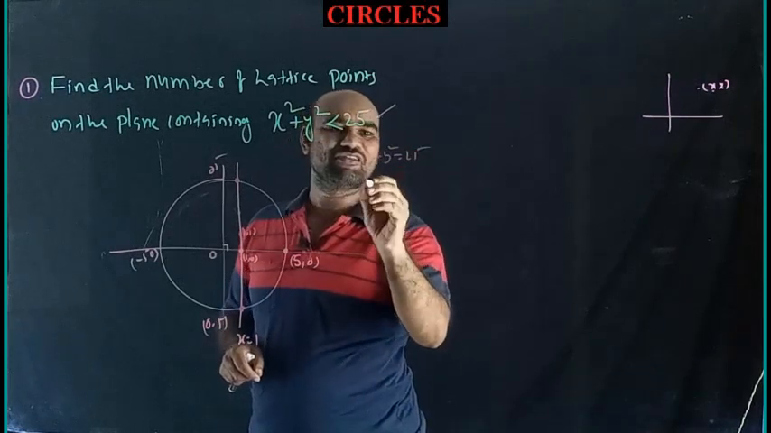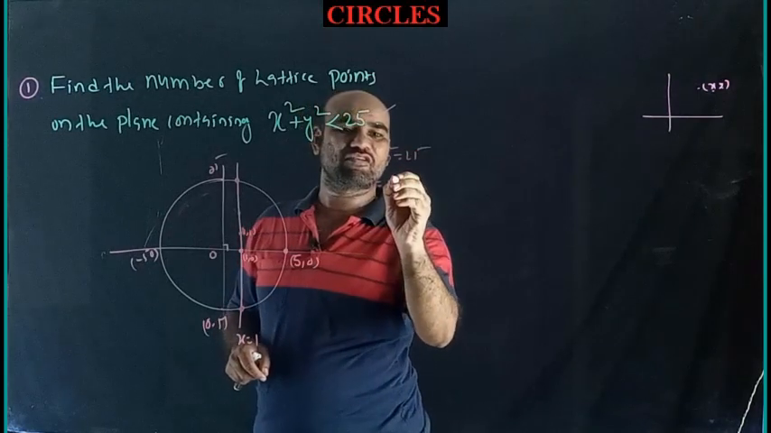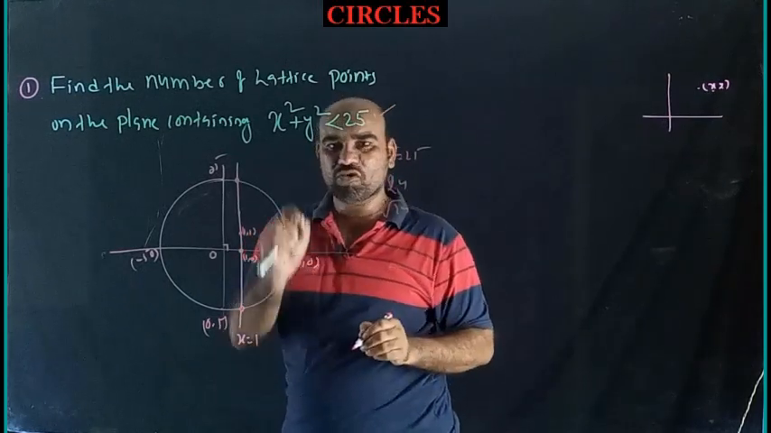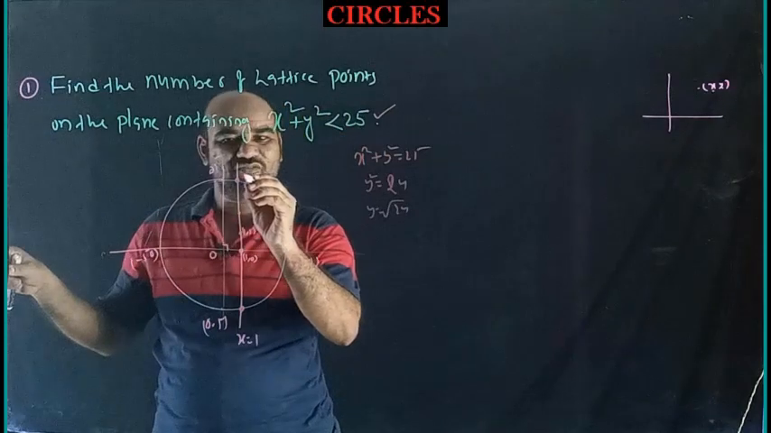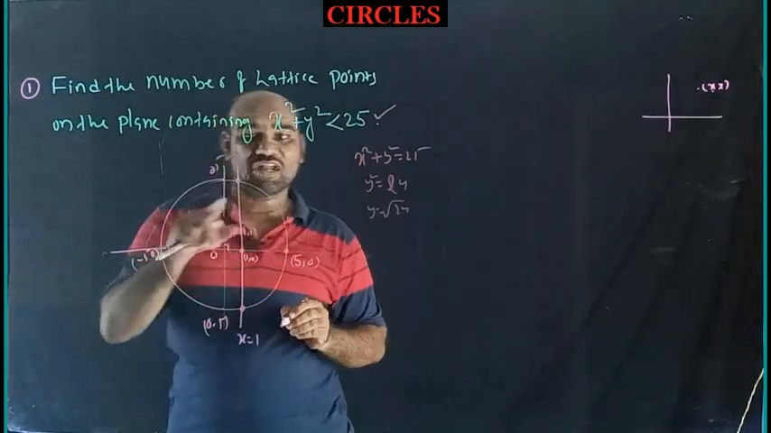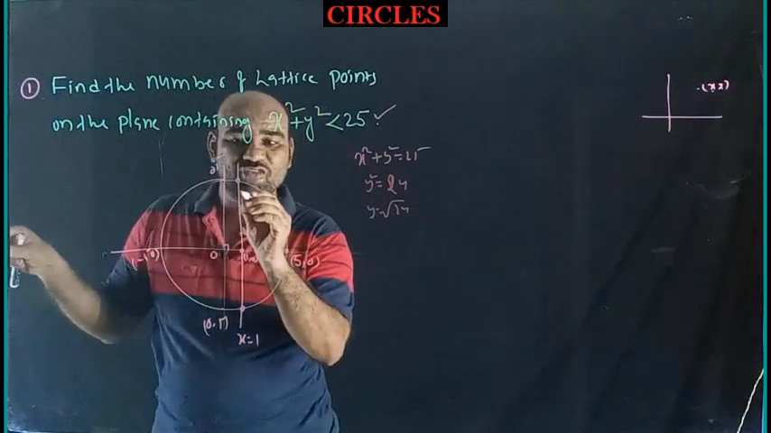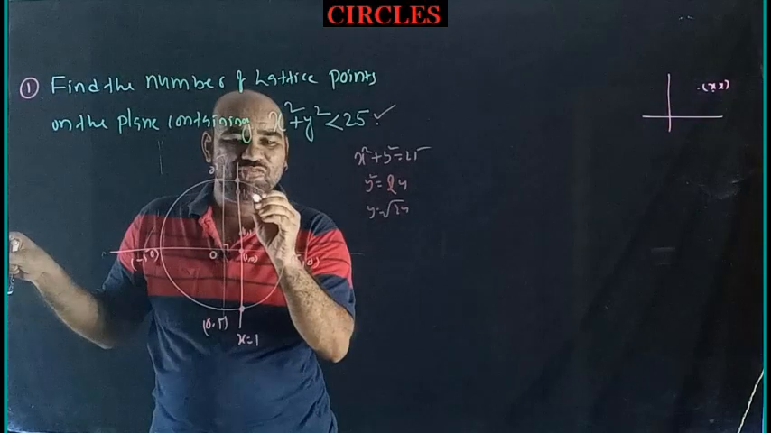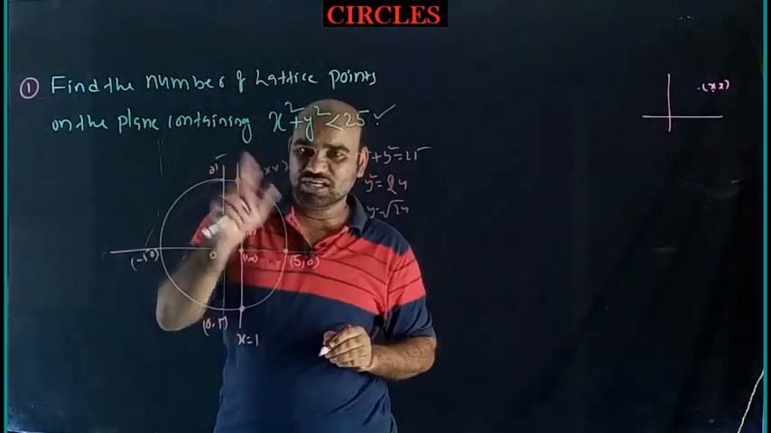Put x equal to 1. Y square equal to 24. Y is equal to root over 24, which means 4 point something. So 1, 4 point something means what? 1, 4 will be inside the circular region only.